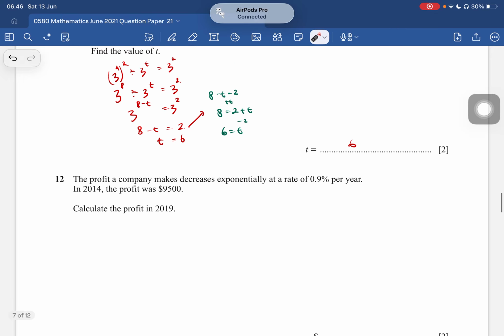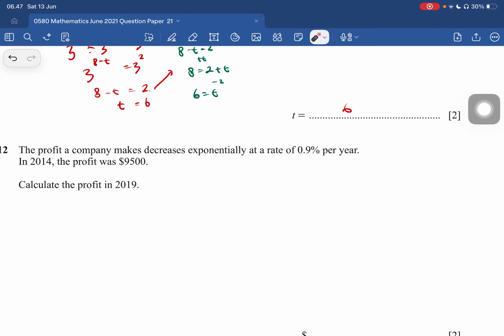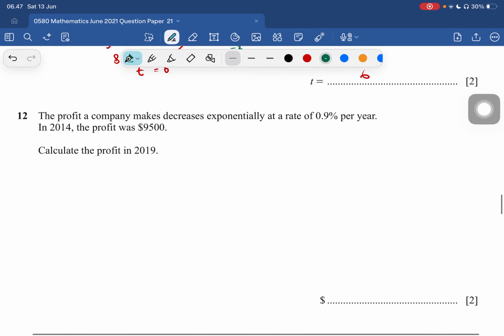Hi, in this video, I'm going to solve past paper extended June series 2021. The profit a company makes decreases exponentially at a rate of 0.9% per year. In 2014, the profit was 9,500, this is the initial money. Calculate the profit in 2019, which is in 5 years.